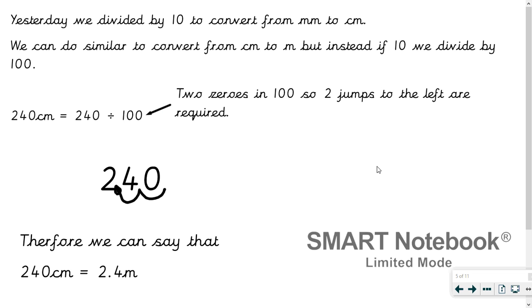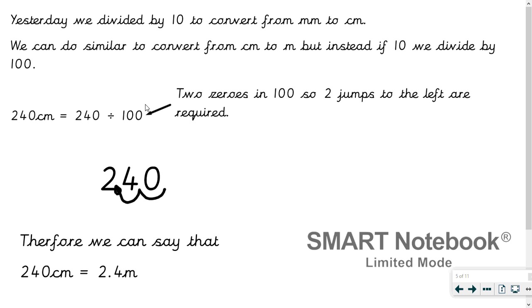So yesterday we divided by 10 to convert from millimetres to centimetres. We can do similar today to convert from centimetres to metres, but instead of 10, we divide by 100. Okay, so 240 centimetres. Now we divide by 100 because centi means 100. Yesterday the millimetres were 10 millimetres in a centimetre, so we divided by 10. Today we're dividing by centimetres, so it's 100.